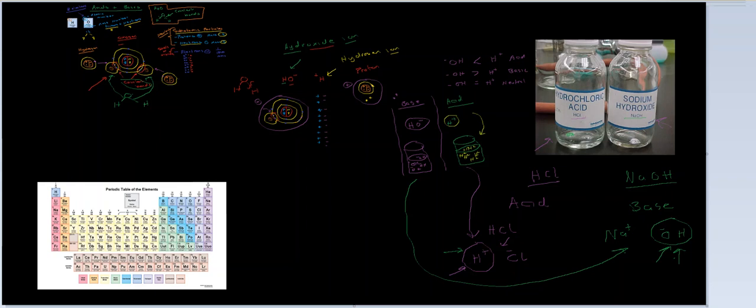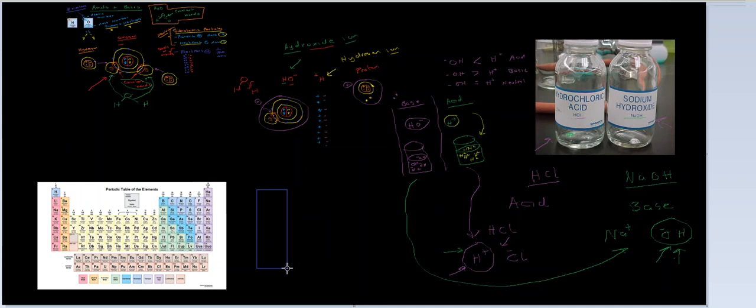Let's say we took the labels off and you didn't have any labels on either of these bottles. You can see that both of them are colorless liquids, so it would be very hard for you to look at both of these and say which one is the acid and which one is the base. So what we use is called litmus paper. You can have blue and red litmus paper.